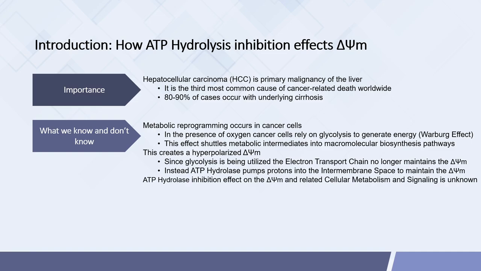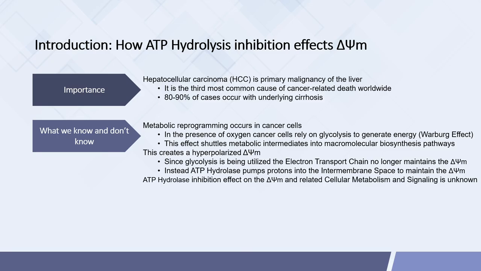One of the hallmarks of cancer is metabolic reprogramming. In the presence of oxygen, normal cells would use oxidative phosphorylation to generate the maximum number of ATP. However, cancer cells use glycolysis, meaning that they generate less ATP. However, this serves a purpose. By utilizing glycolysis, they can shuttle metabolic intermediaries into the macromolecular biosynthesis pathways that allow cancer to proliferate so rapidly.